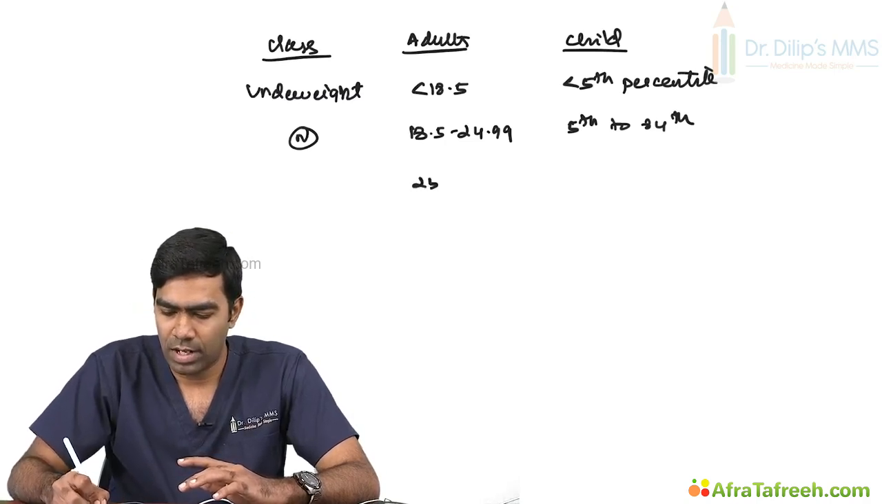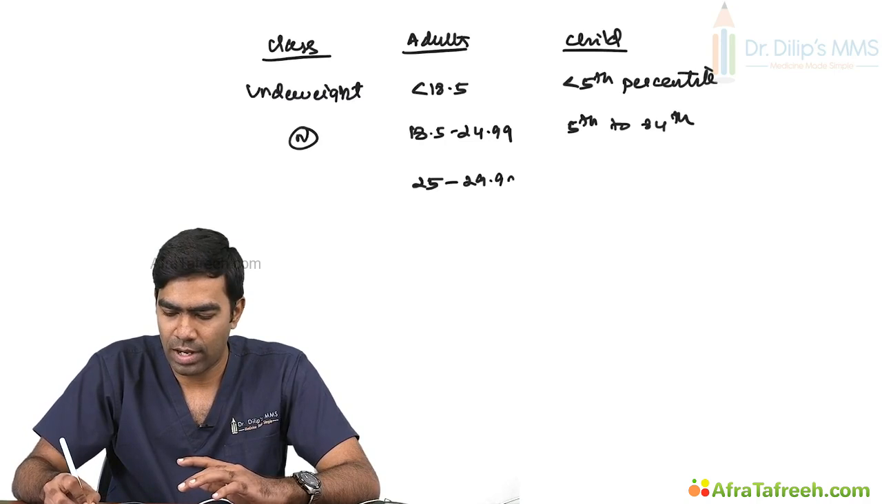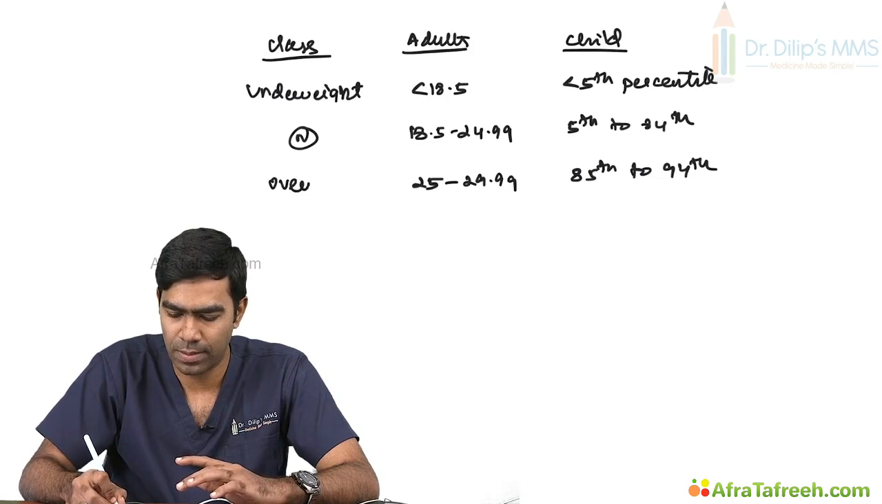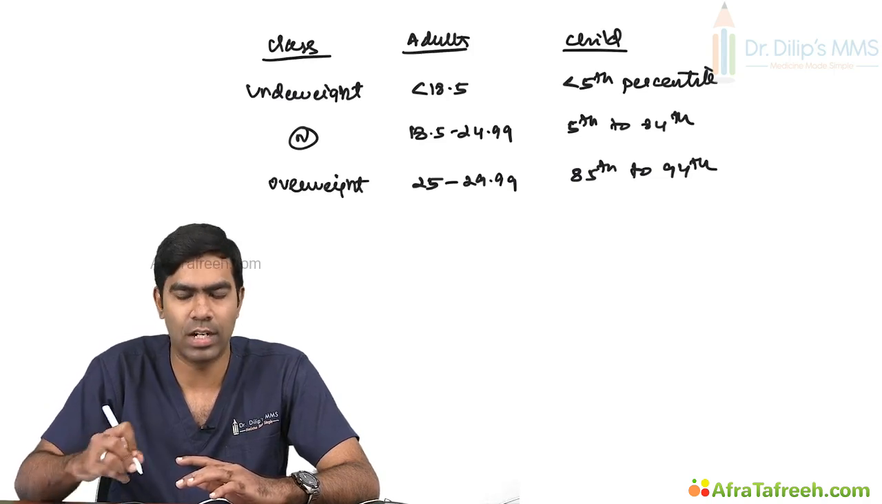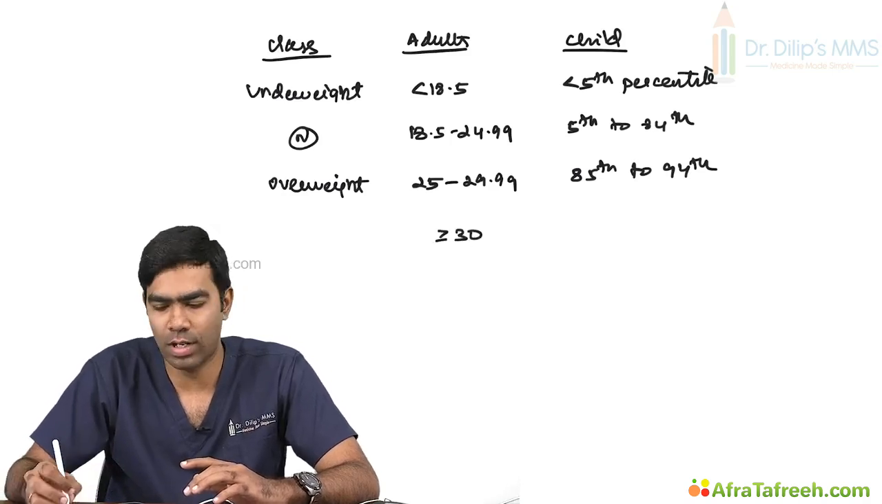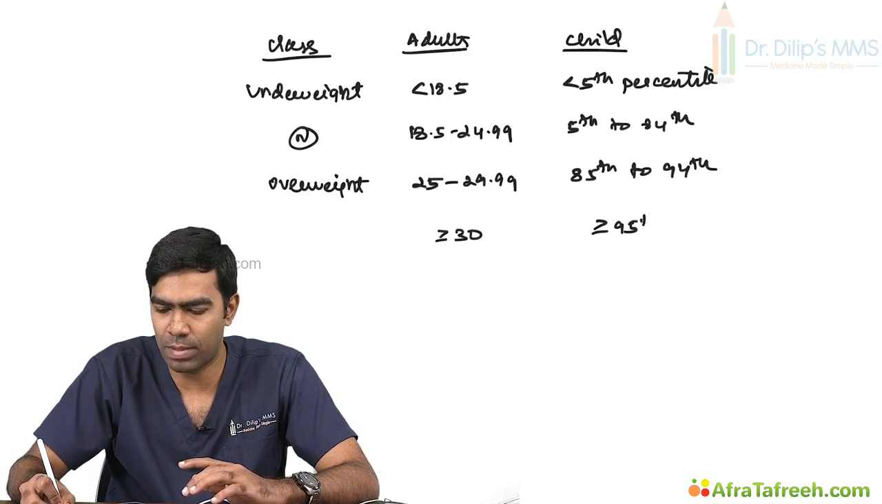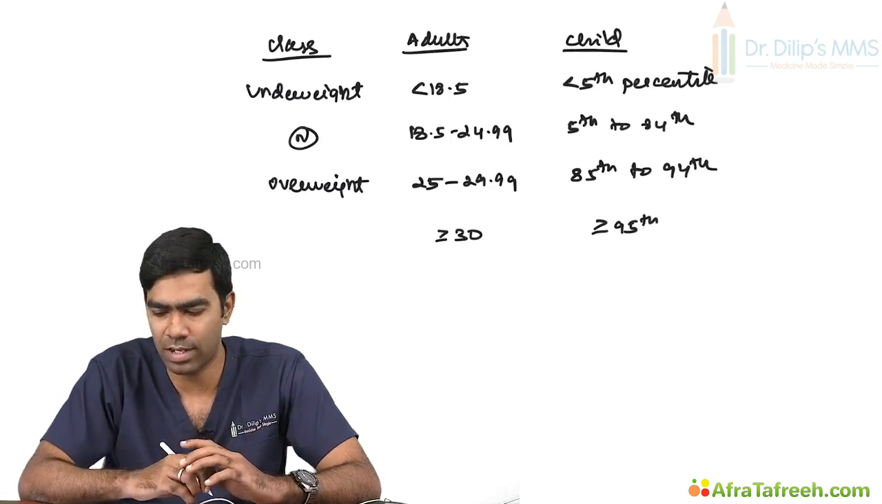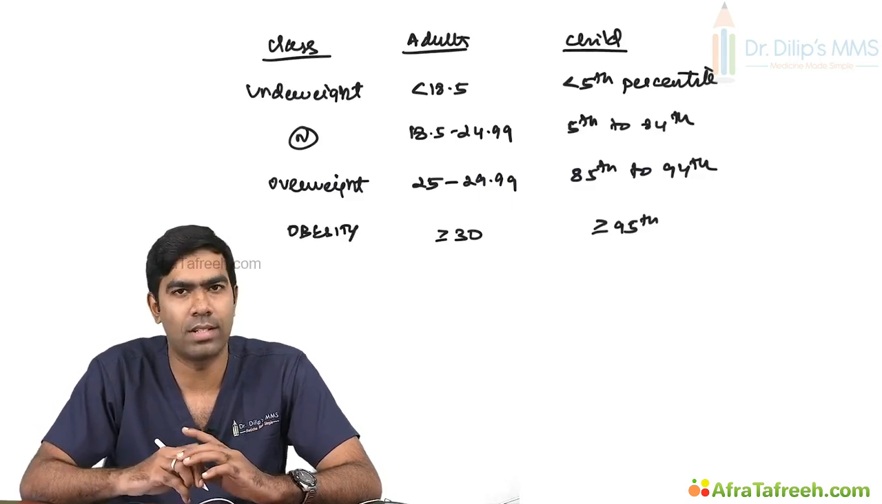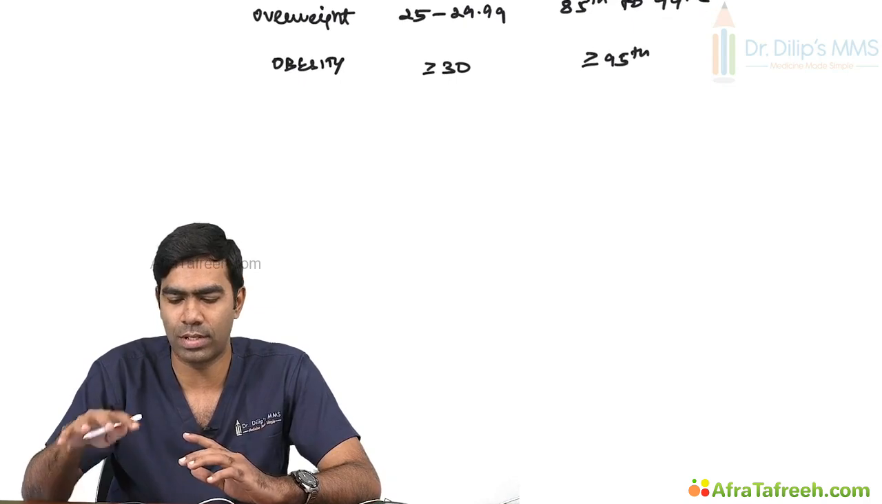And if the BMI is in the range of 25 to 29.99 in adults, and if it's in the range of 85th to 94th percentile in children, we'll call it overweight. These are at-risk individuals. Any BMI more than or equal to 30 in adults, or BMI more than or equal to the 95th percentile in children, will be defined as obesity. And this is the practical definition of obesity.